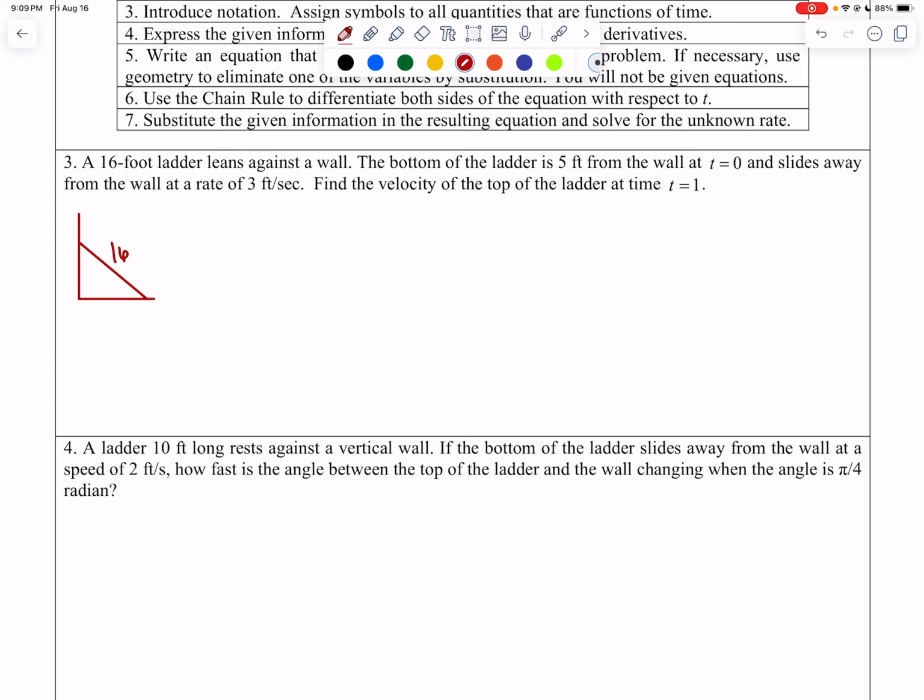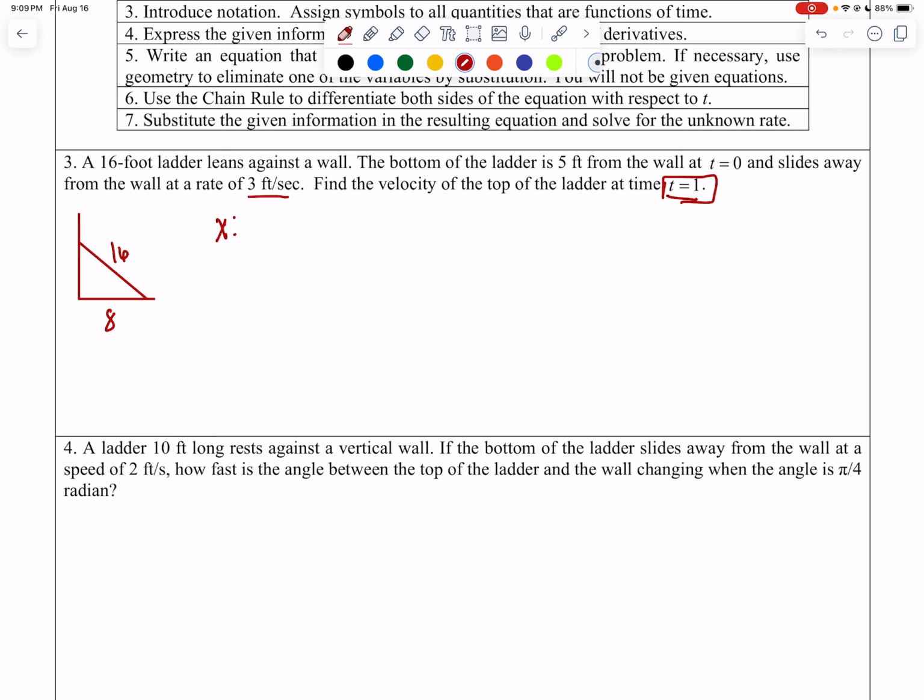All right. So, notice how the bottom of the ladder is 5 feet from the wall at time t equals 0, but we don't want that. We want t equals 1. Since we want t equals 1, and I know that the bottom of the ladder is sliding away from the wall at a rate of 3 feet per second, I know that my horizontal distance is going to be 8 here.